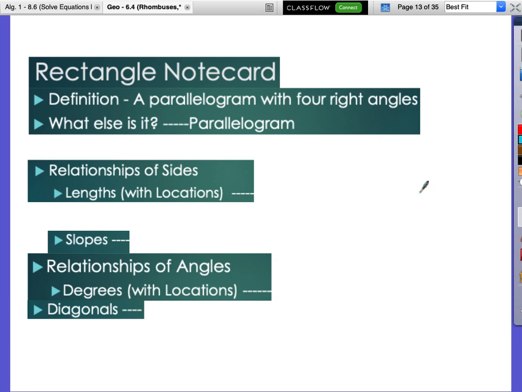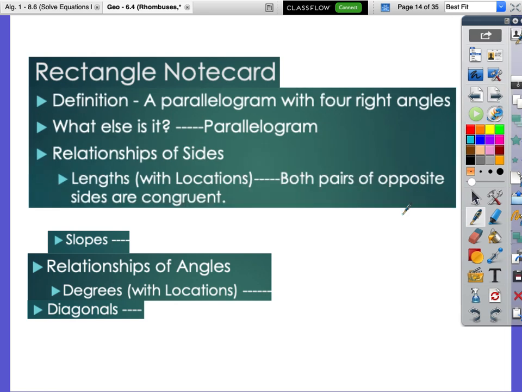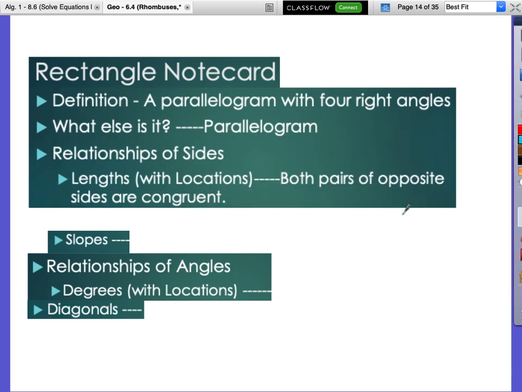Relationships of size. What did you guys notice about the lengths of a rectangle? Kennedy? Both pairs of opposite sides are congruent, I think. I agree with that. Both pairs of opposite sides are congruent. Very good. Everybody should have that or something similar.